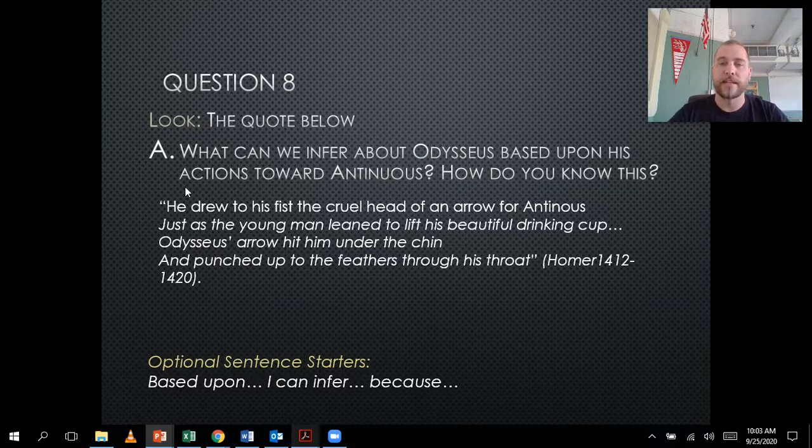So, one of the things you might consider is that Odysseus is aggressive, he's violent, he is determined to get his way, even if it means violence. He is ruthless when he kills.